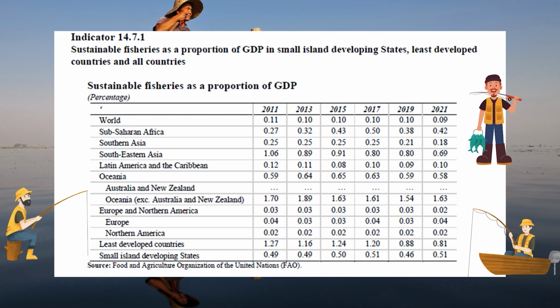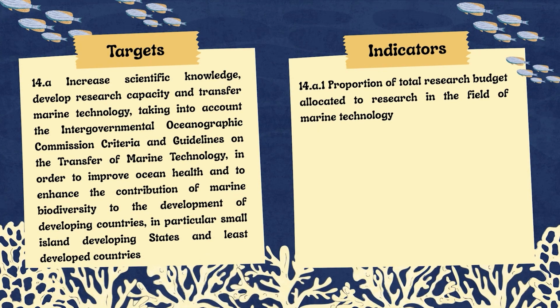So we need to improve in this also. When it comes to one of the targets, that is increasing the scientific knowledge, developing the research capacity, transferring marine technology from one nation to another nation, that takes into account the Intergovernmental Oceanographic Commission criteria and guidelines on the transfer of marine technology, that aims to improve ocean health and enhancing the contribution of marine biodiversity to the development of, especially, developing countries, small island developing countries and least developed countries.